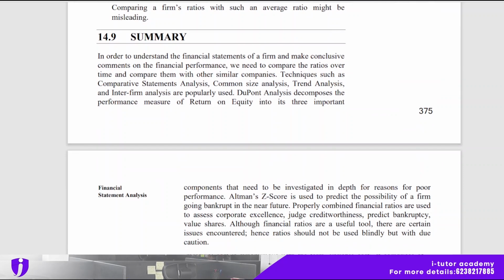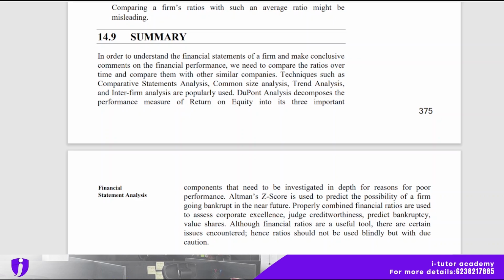Summary is here for this chapter. In order to understand the financial statement of a firm and make conclusive comments on the financial performance, we need to compare the ratios over time and compare them with other similar companies. Techniques such as comparative statement analysis, common size analysis, trend analysis and interfirm analysis are popularly used. DuPont analysis decomposes the performance measure of return on equity into its three important components that need to be investigated in depth for reasons for poor performance.